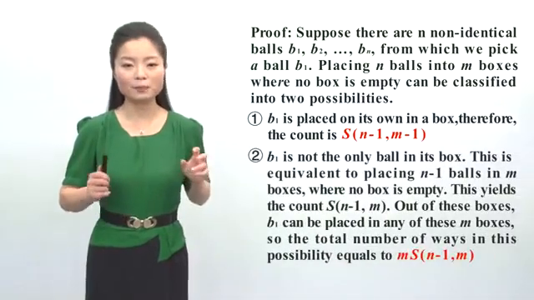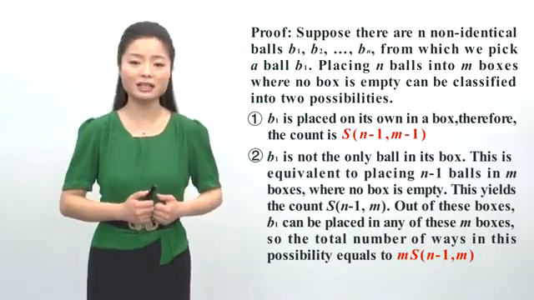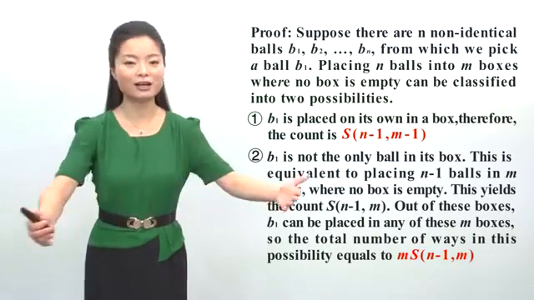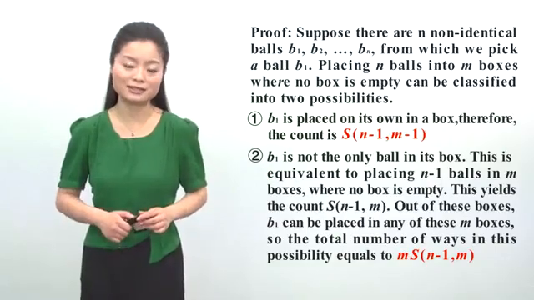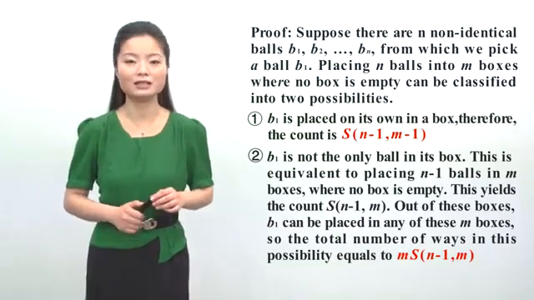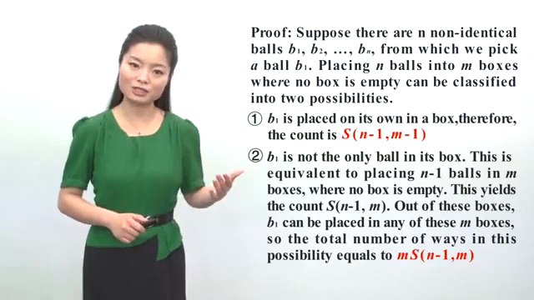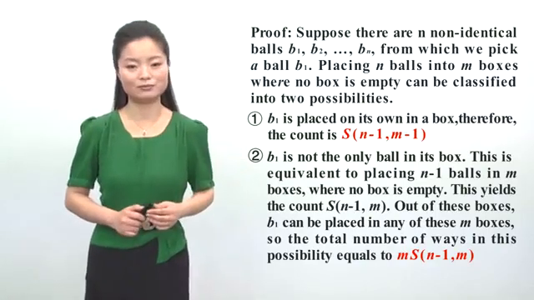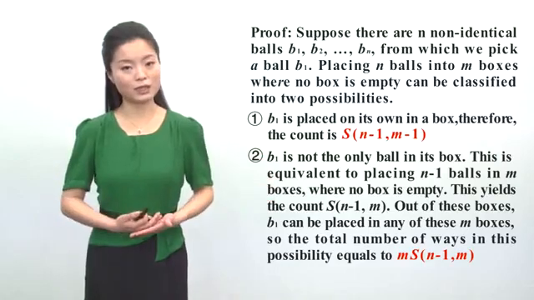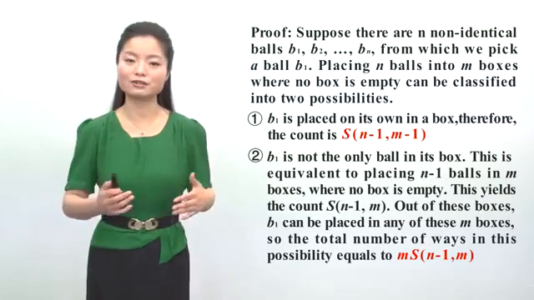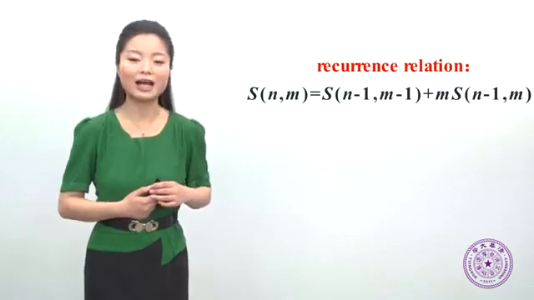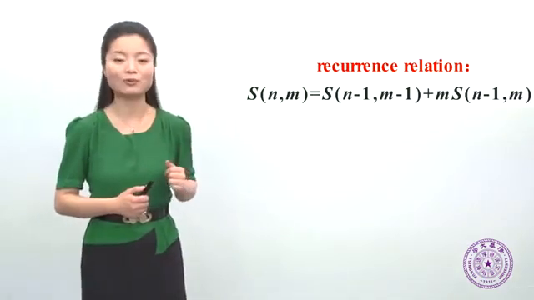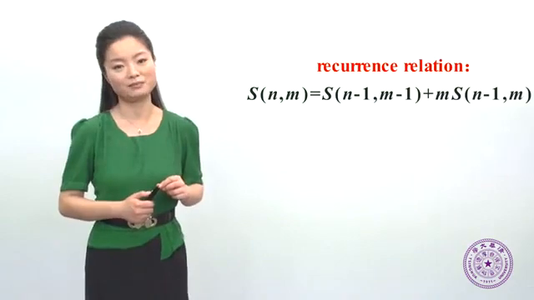If the box doesn't exclusively contain B1, then after B1 there will be n-1 balls that could be placed in m boxes, and B1 has m choices in the first place. So if the box is not exclusive for B1, then the number of ways should be m times S(n-1,m). These 2 parts have no repetition and no omission. All the Stirling numbers of the second kind in this model are covered. Therefore, we have this recurrence relation: S(n,m) is equal to S(n-1,m-1) plus m times S(n-1,m).